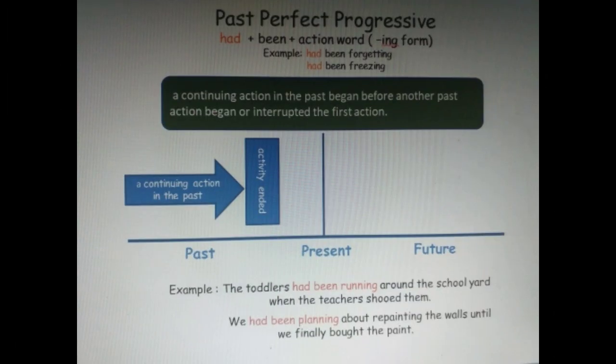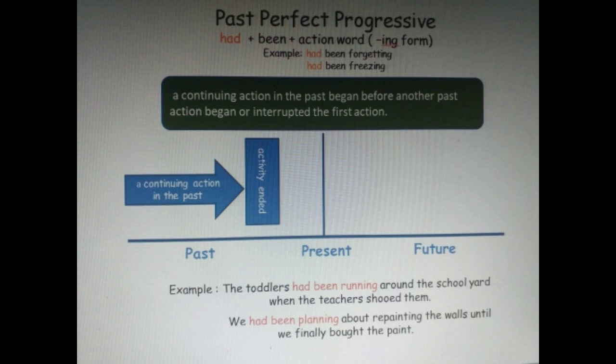The next tense is the past perfect progressive tense. In this tense of verb, we use this pattern: had plus been plus action word in the ing form. So for example, had been forgetting and had been freezing. The past perfect progressive tense is a continuing action in the past that began before another past action that began or interrupted the first action, as the figure below shows.